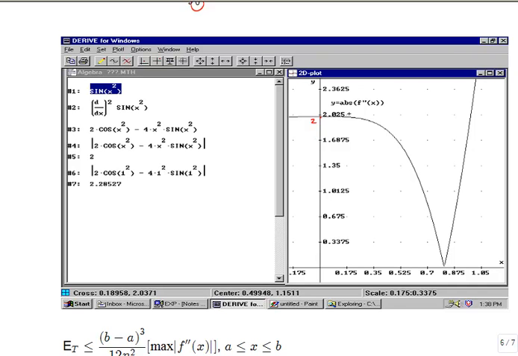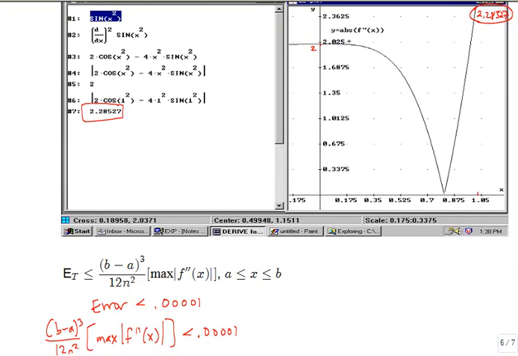And what would be the height of this when x is 1, which is just about over here a little bit? That would be up here. So I plugged in 1 into that absolute value of the second derivative, and that's this number right here, 2.28527. So which of those is bigger? Obviously the 2.28527. So on the interval 0 to 1, this absolute value of the second derivative function takes on its maximum at 1, which is this value right here.